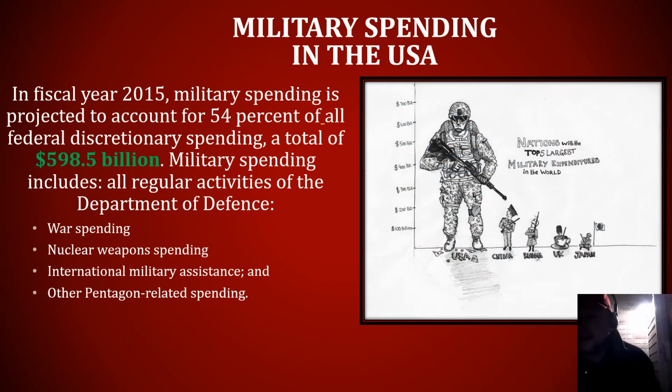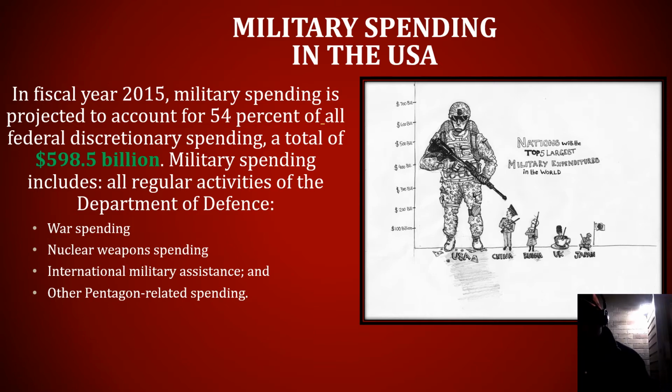So students often get a kick out of this slide. Check this out. In the fiscal year of 2015, military spending is projected to account for 54% of all federal discretionary funding. So of all the tax money that comes into the US government that they have choice over where it goes, over half of it goes to military, totaling almost $600 billion. Remember, if you had 1,000 piles of $1 million, that's $1 billion. And then times that by 600, it's almost an unreal amount of money.